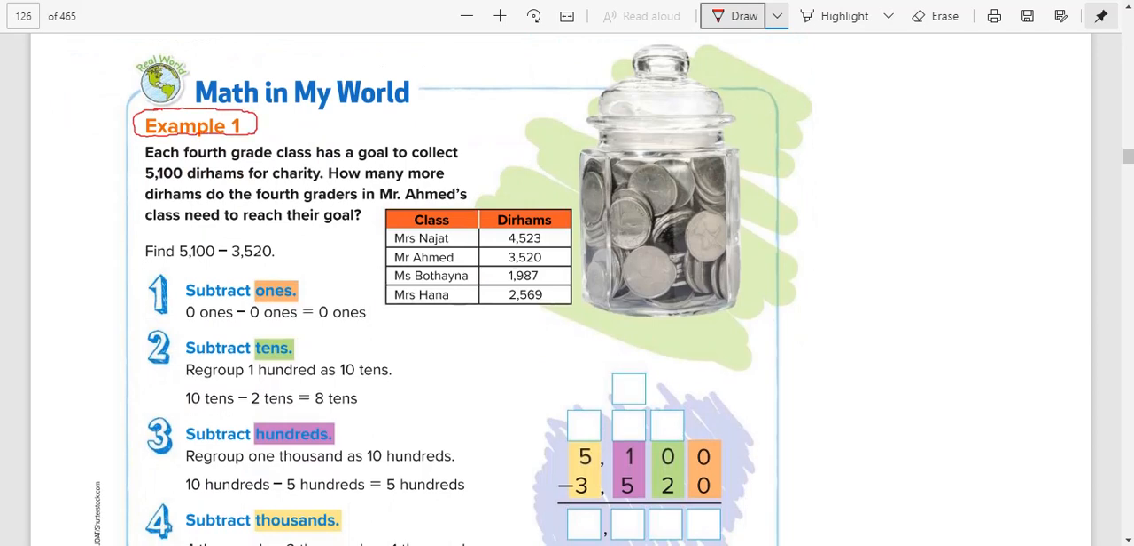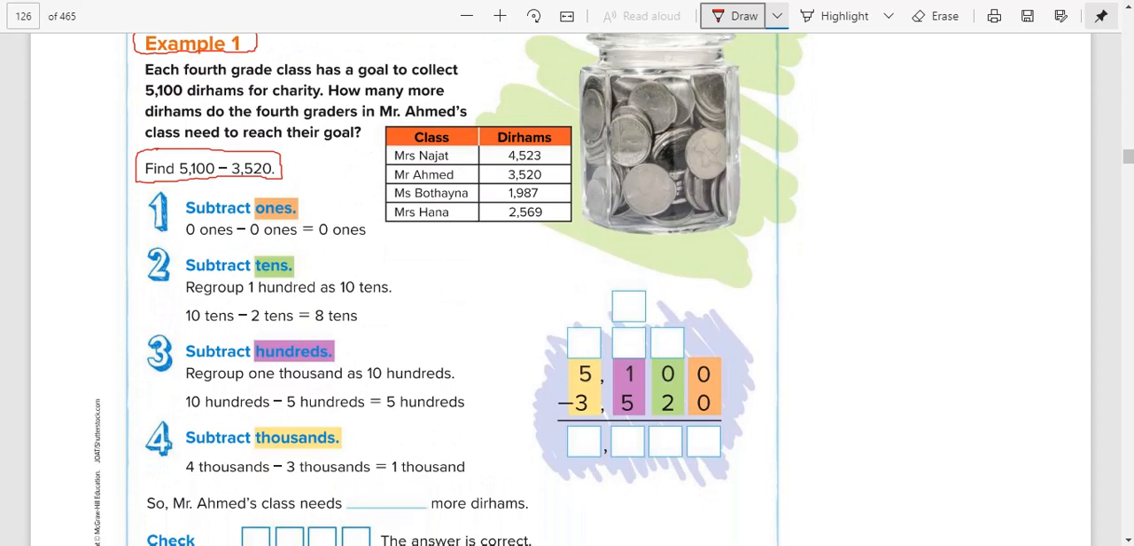Example one, save me of reading this, but take note this is what we want to find. Find 5,100 minus 3,520. So the first thing you're gonna do, let's come to this table. The first thing you want to do is to make sure you arrange your numbers accordingly. So that is, I have 5,100 minus 3,520. So this is the first thing.